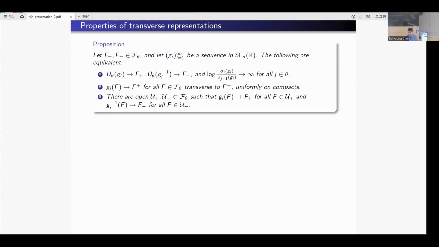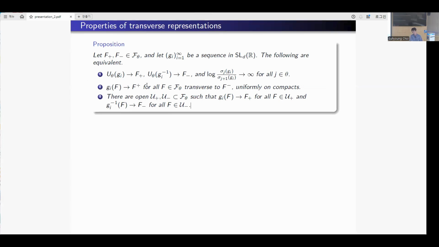So here, when I say U_θ(g_i), I just pick some U_θ(g_i) for each g_i. Suppose that converges to F plus, and the inverses U_θ(g_i)^{-1} converge to F minus. And the gap, σ_j(g_i) over σ_{j+1}(g_i), has to go to infinity. So this is the first set of conditions I'm imposing on my sequence. This is equivalent to the following.